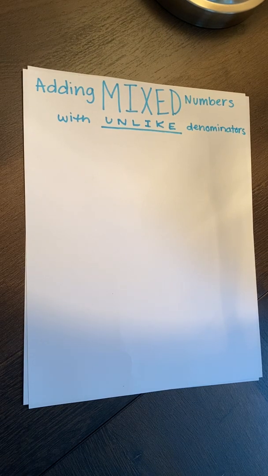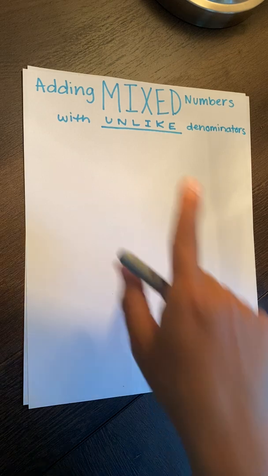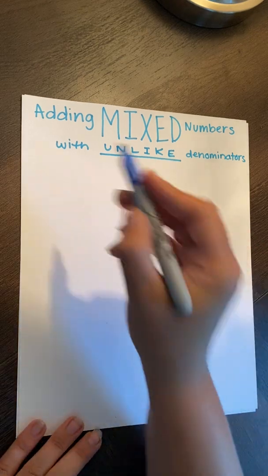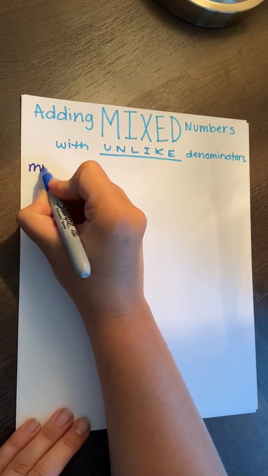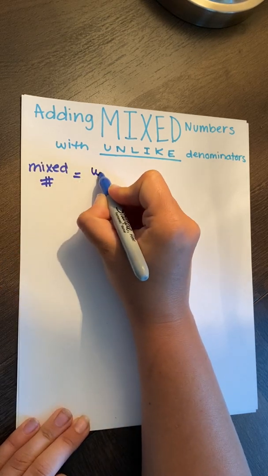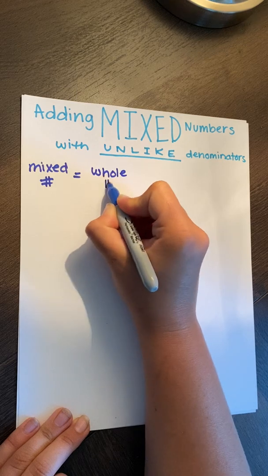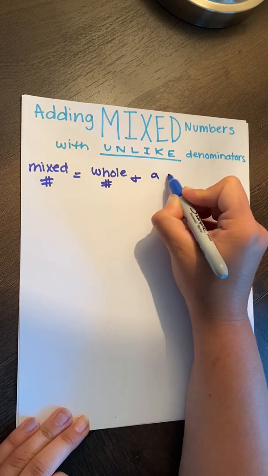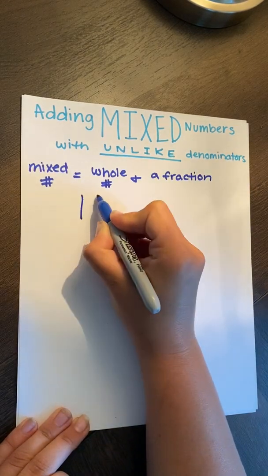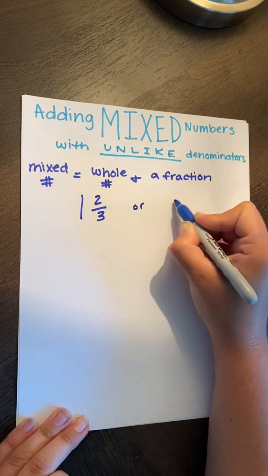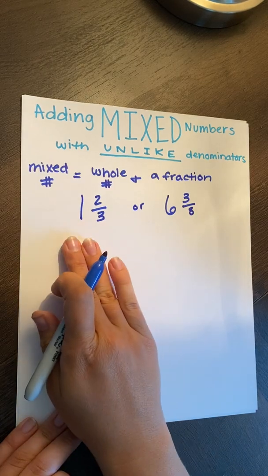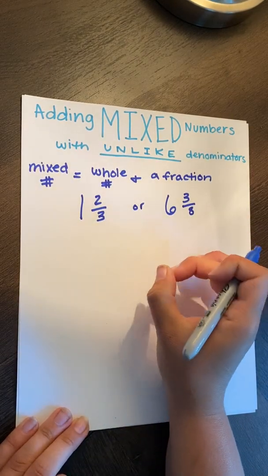Today we're going to look at adding mixed numbers with unlike denominators. So mixed numbers, just as a review, is when you have a whole number and a fraction. So that's things like 1 2/3 or 6 3/8, right? The whole number and fraction, mixed, okay?